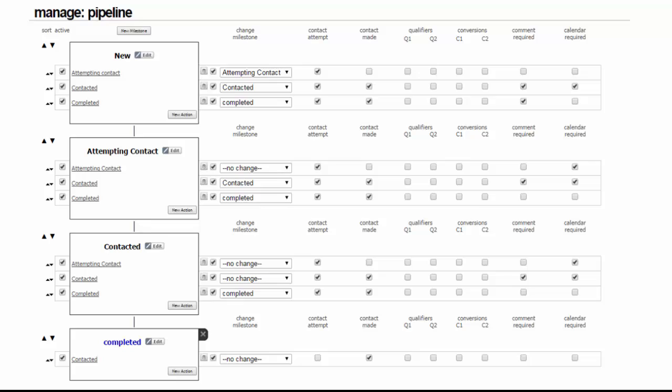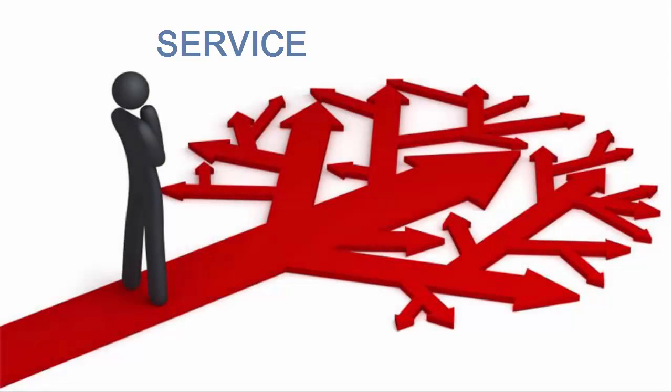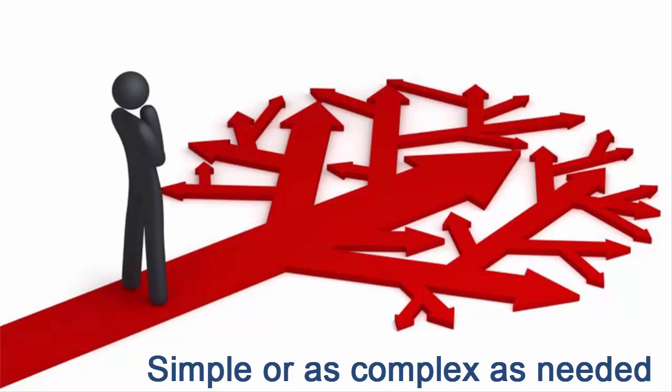Your business model may have other segues. For instance, you might have clients that require a service or others that require a product. The milestone list can be added to and or arranged to accommodate your needs, as simple or as complex as you need. This example is done for now.